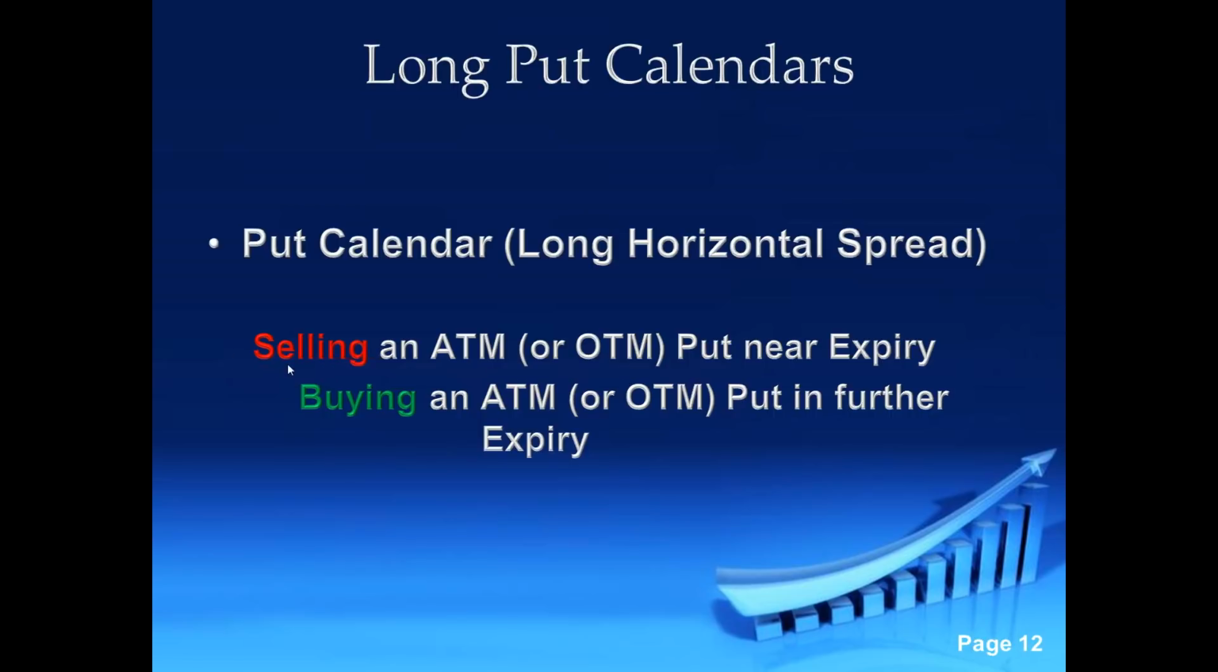All right, so what we're doing is selling the at the money, or what I prefer is just slightly out of the money, near expiration put. Then we go out further in time and buy that same strike that is at the money or just slightly out of the money, which is what I'm going to be looking for. Usually the at the money is kind of like the 45 to 50 delta, and out of the money I would consider up to a 35 delta as about as far out as I'm going to go with this strategy.